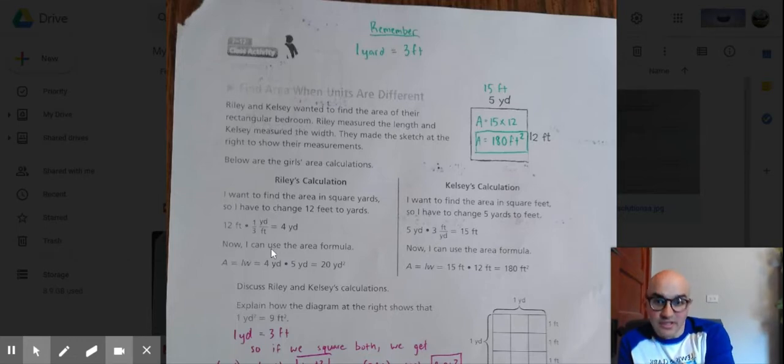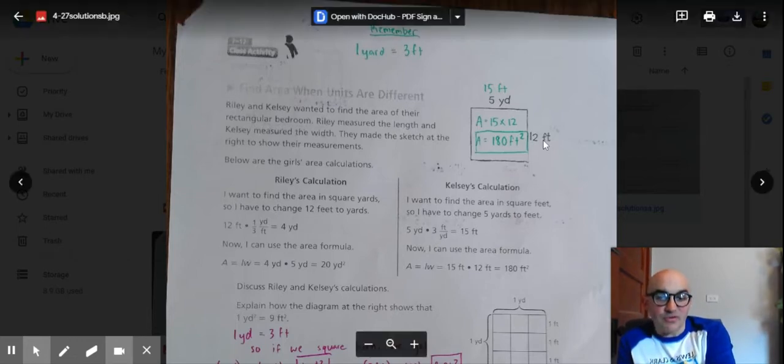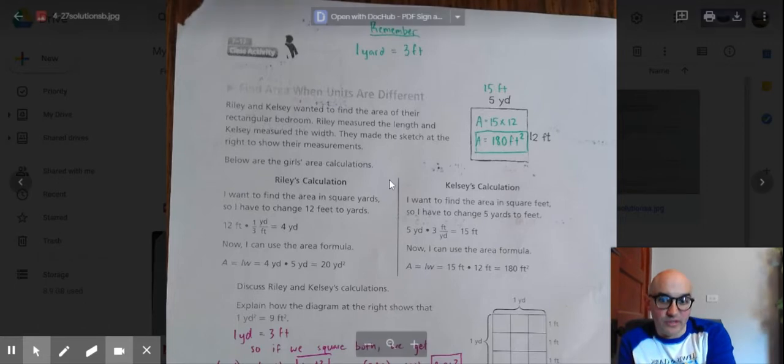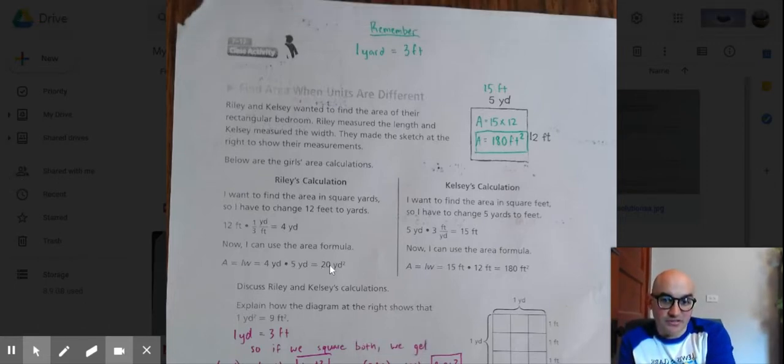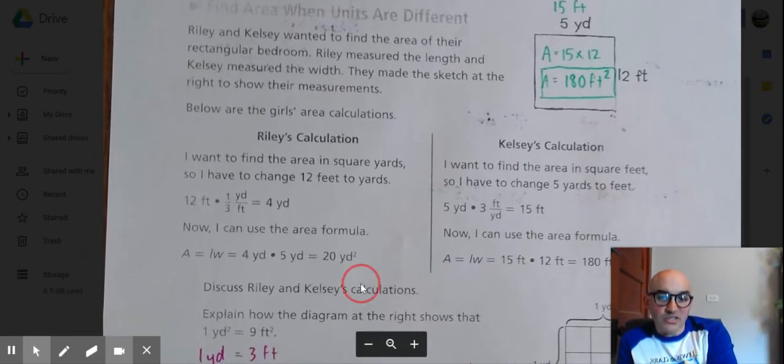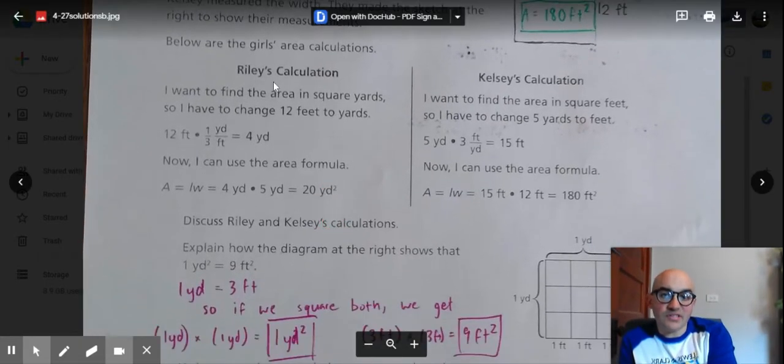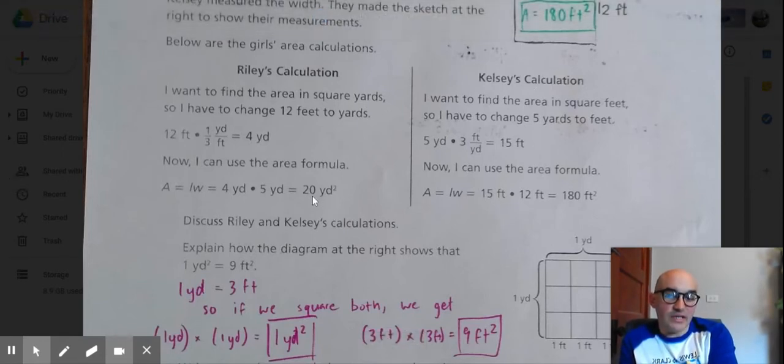That is just the measurement for the height, and then we have to multiply 4 yards by 5 yards to get 20 yards squared. Okay, pretty straightforward. Two different methods: left side Riley, right side Kelsey. The difference here is just the unit of measurement they went with.